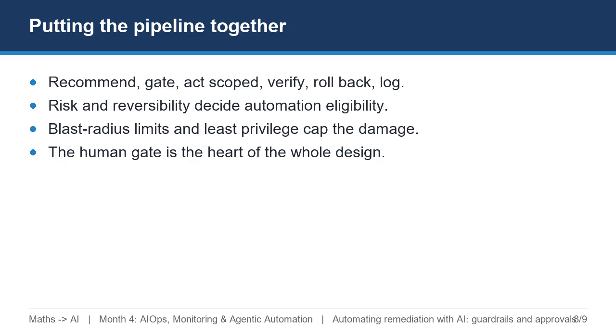Let's see the whole pipeline. The agent recommends, a human gates, the action runs scoped to a ring under just-in-time credentials, the pipeline verifies, rolls back on failure, and logs everything. Risk and reversibility decide what's even eligible for automation. Blast radius limits and least privilege cap the damage if anything goes wrong. And at the center of it all sits the human approval gate. Remove that, and you've removed the safety of the entire design.